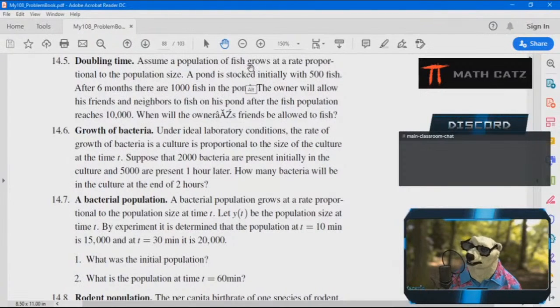Assume a population of fish grows at a rate proportional to the population size. Key sentence again. A pond is stocked initially with 500 fish. After 6 months, there are 1,000 fish in the pond. The owner will allow his friends and neighbors to fish on his pond after the fish population reaches 10,000. When will the owner's friends be allowed to fish? So before I worry about any of that, I define my population function variable and set up the differential equation, which is a translation of this first sentence.